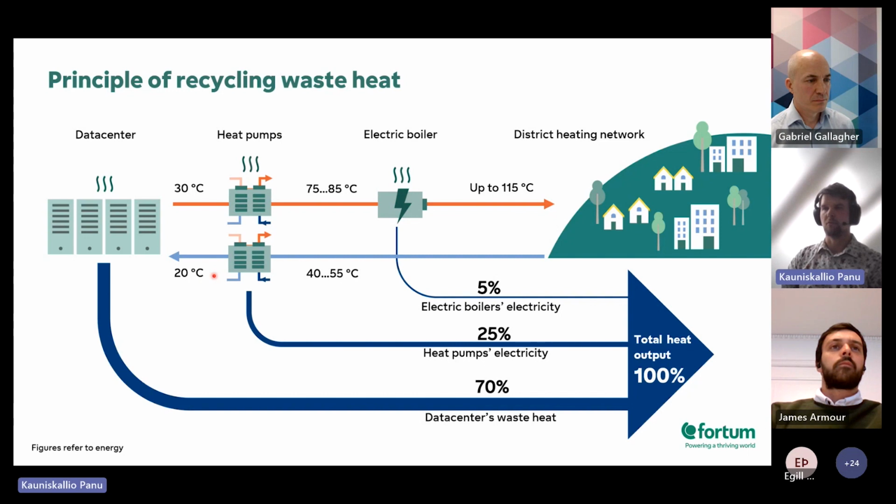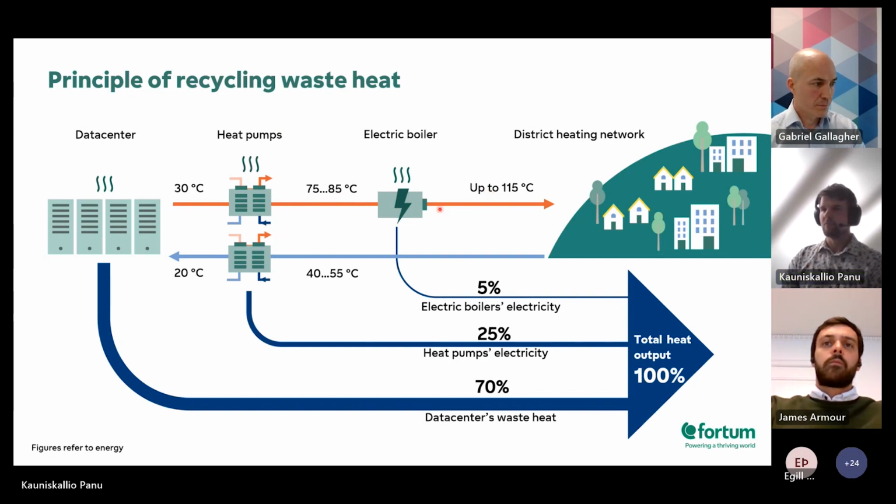So the cooling circuit will take 20 degrees Celsius water and return it back to the heat pump facility at 30 degrees. And then the heat pump facility is able to increase the temperature level on the district heating side up to 85 degrees. And whenever the required temperature level is higher than this, then we need to use electric boiler in order to increase the temperature level up to 115 degrees.